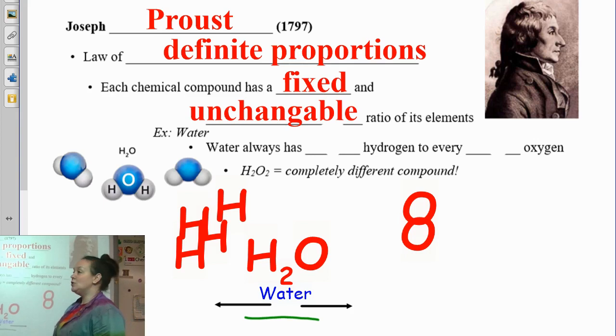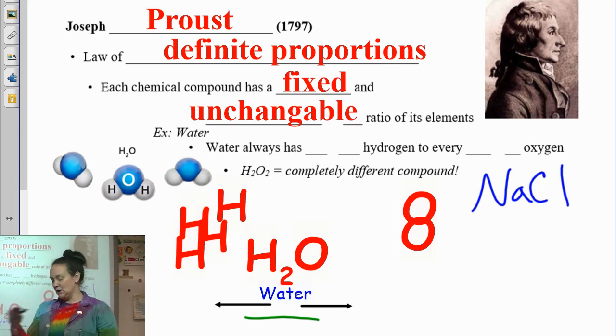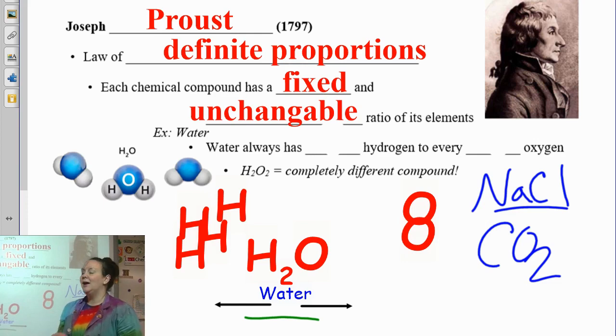Okay? So if you have sodium chloride, NaCl, every sodium chloride that's out there, NaCl, is always the same. Salt. Every carbon dioxide molecule that you breathe out has the exact same chemical formula, okay? A fixed and unchangeable ratio of elements.